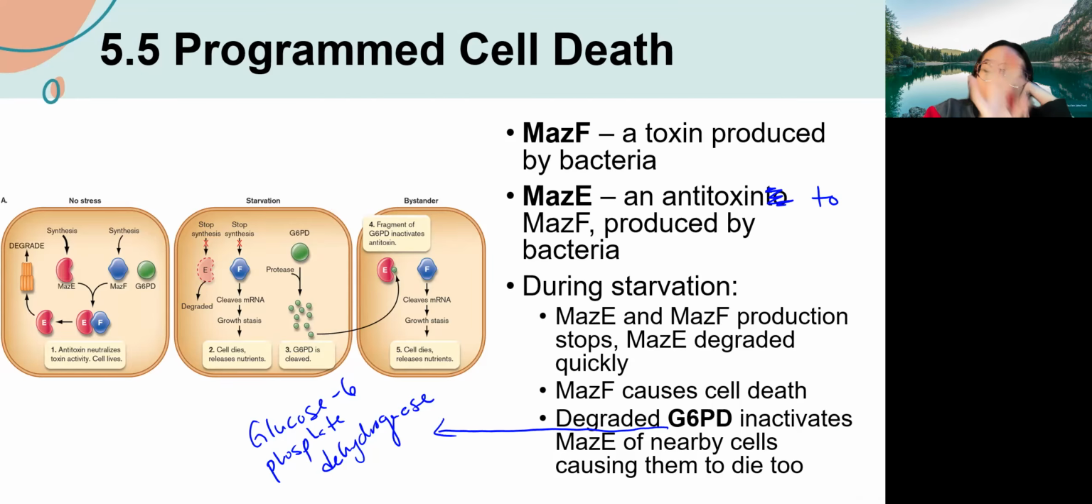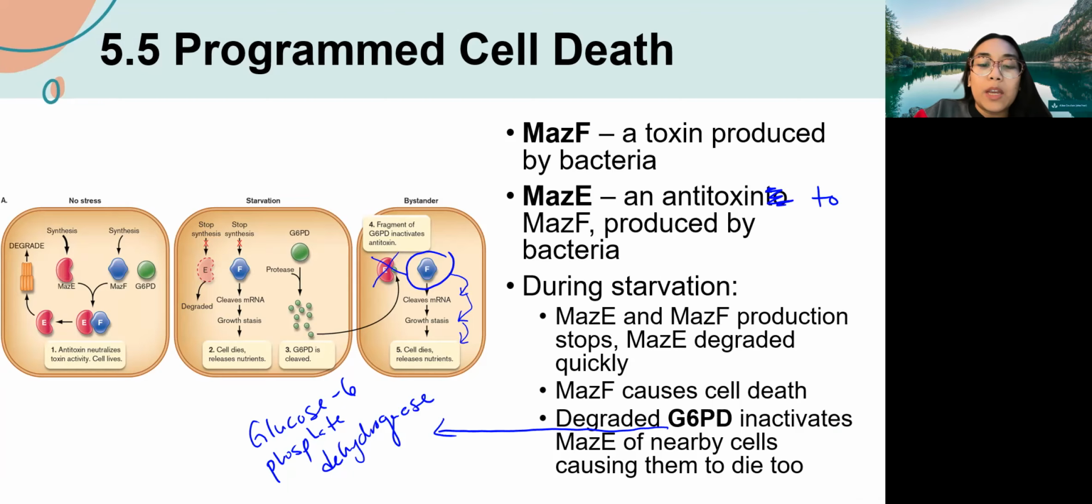Okay, not this cell. This has nothing to do with this cell. It actually travels to a neighboring cell. And what it does to the neighboring cell is that it inactivates, guess what? MAS-E. It inactivates the MAS-E of a neighboring cell. Well, that's screwed up, because remember, MAS-E is the antitoxin. And if MAS-E is inactivated, then now MASF is free to kill this neighboring cell. So the neighboring cell has active MASF. Remember, MAS-E is now occupado. And so MASF is active, causes mRNA cleavage, causes growth stasis, and then eventually causes cell death.